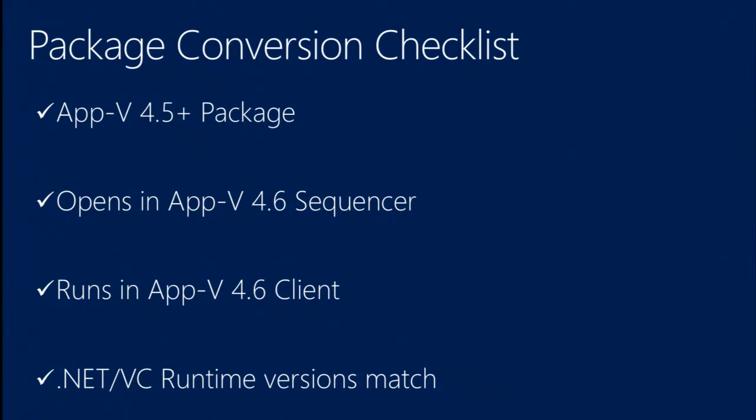All right, just in terms of a high-level checklist, the package has to be 4.5 and above. It has to be able to open up in the 4.6 sequencer, okay? And most 4.5 packages can open up in the 4.6 sequencer. And it has to be able to run on the AppV 4.6 client. So, I mean, they're pretty basic.